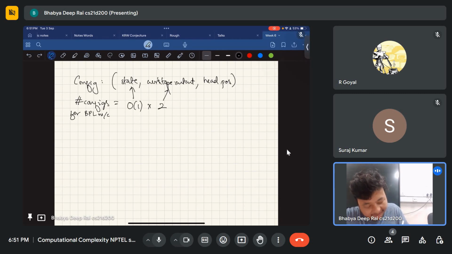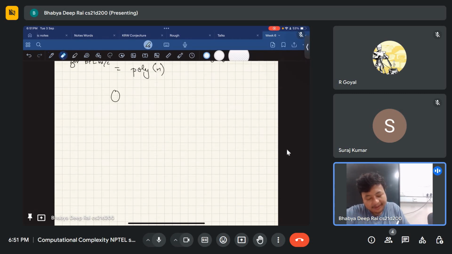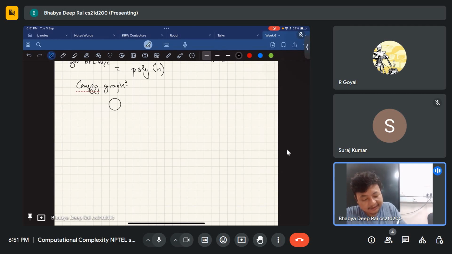So 2 to the, what is the space given for a BPL machine? It's a log space machine. So 2 to the order log n, times the head position: there are log n many cells, and to index each of them, I need log of log n. So 2 to the log n is some polynomial, which is still polynomial. So this is also within polynomial. So this is some poly n size configuration graph. Now think of each configuration as a node in the graph, the configuration graph.